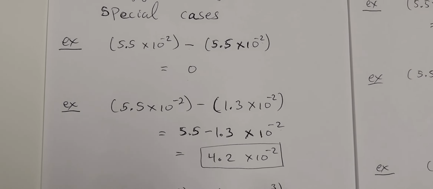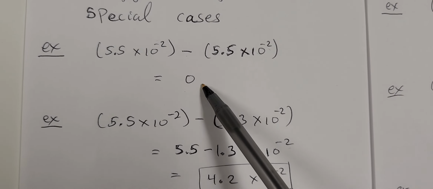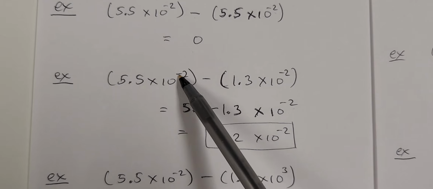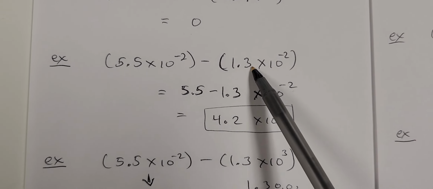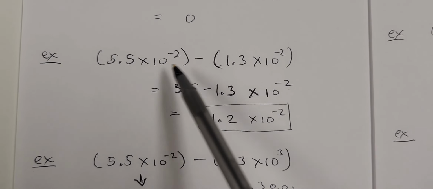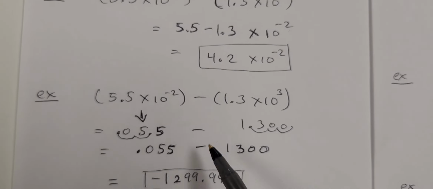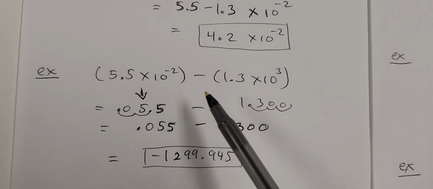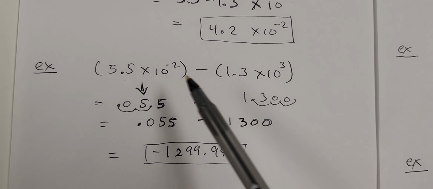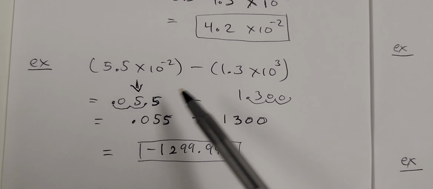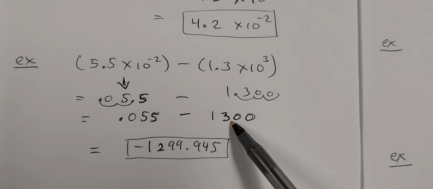This is a special case. When the left and the right are exactly the same, it just equals 0. Now if the powers are the same but the first numbers are different, you just subtract the first number: 5.5 subtract 1.3. What happens when the first numbers are different and the powers are also different? Change it into standard form and use basic order of operations.